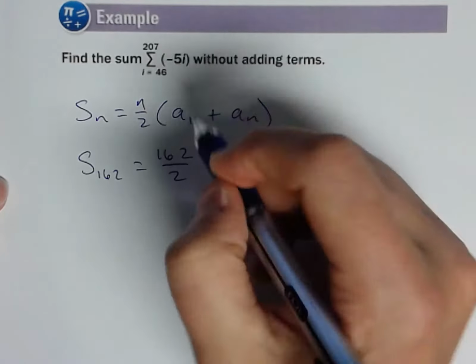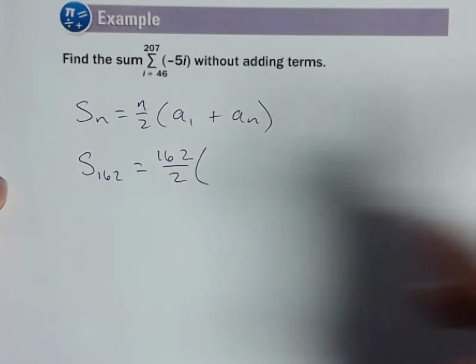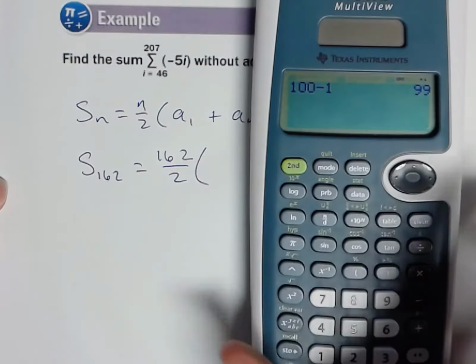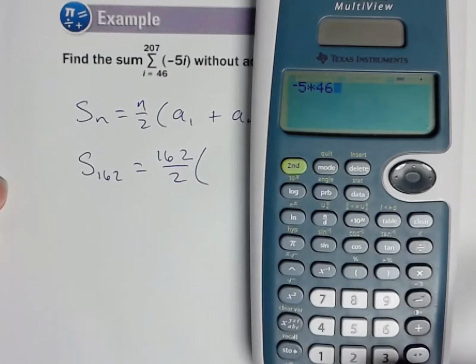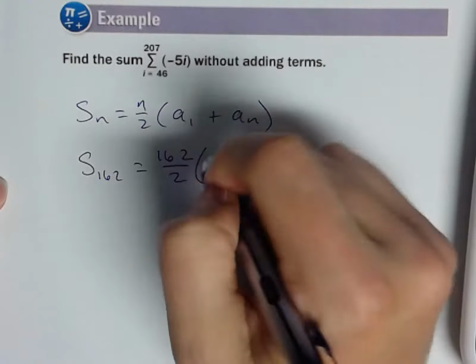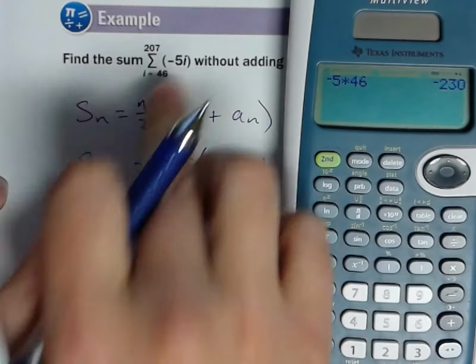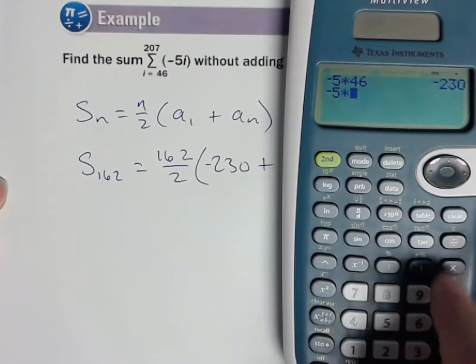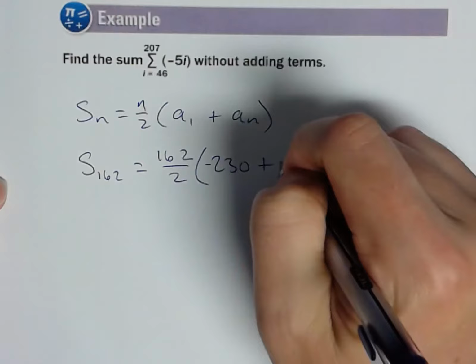Okay, so 162 over 2. Now what's our first term? Well, we need to plug 46 in there. So let's do negative 5 times 46. So negative 230. Plus, and now we're going to do 207 in there. So negative 5 times 207 is negative 1035.